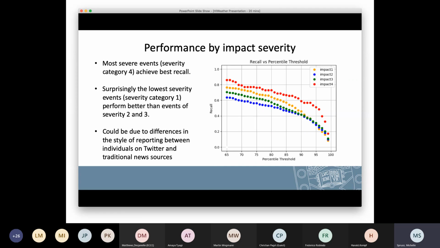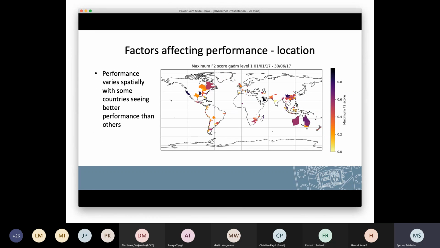We also look at performance by impact severity. The most severe impacts, which is our red line at the top, we detect the most events, which is great. But what's interesting here is the next best performer is actually our lower impact events. The reasons for this are most likely down to the difference in the style of reporting between an individual on Twitter and an aggregated news report. So somebody on Twitter is more likely to report quite low disruption to their daily life as opposed to it being aggregated together.